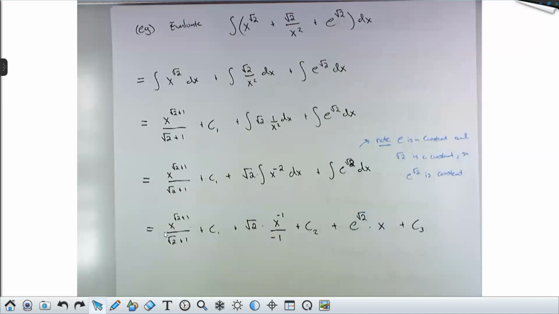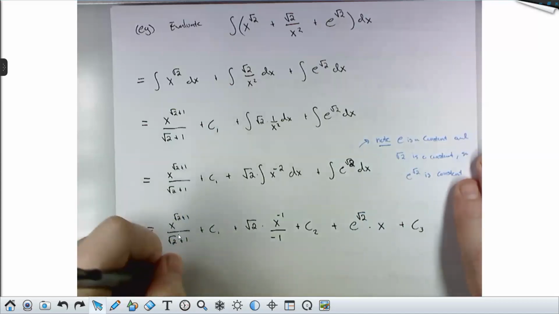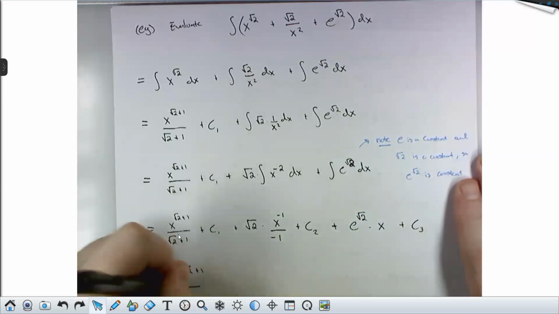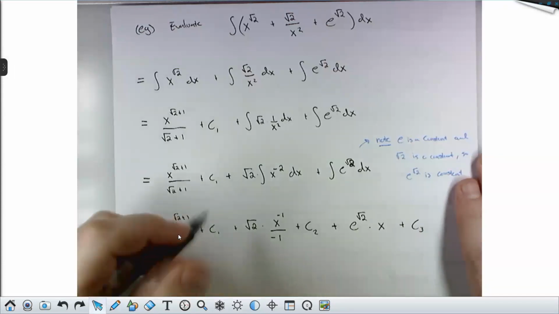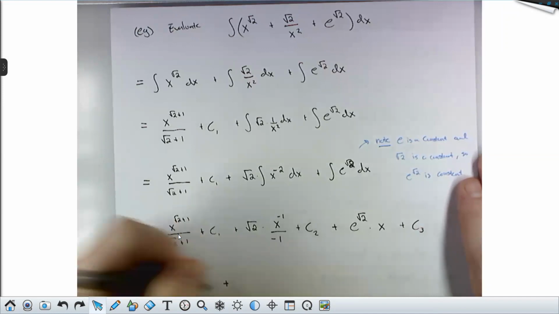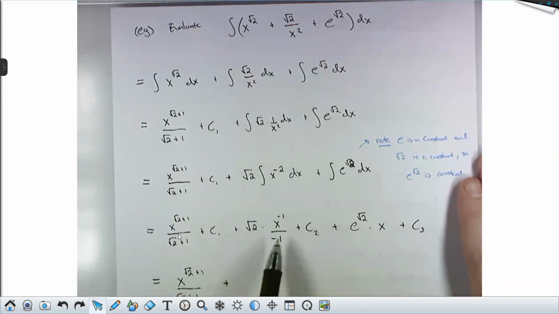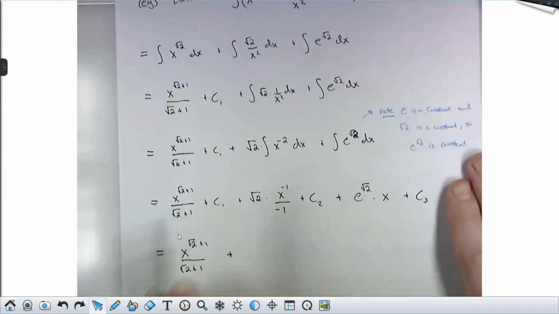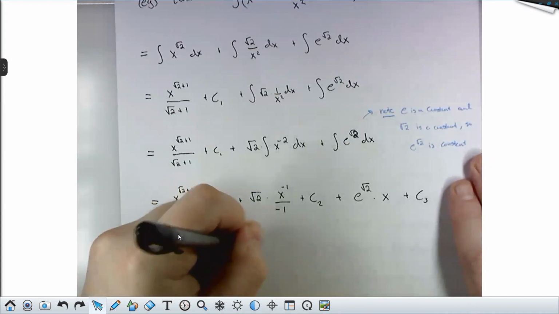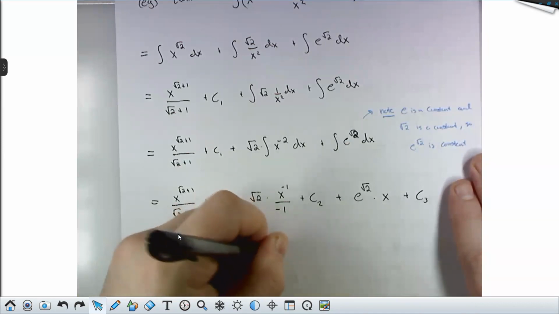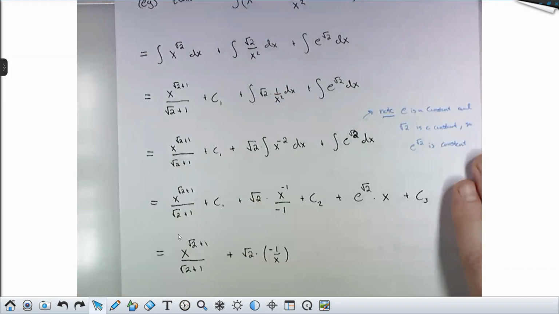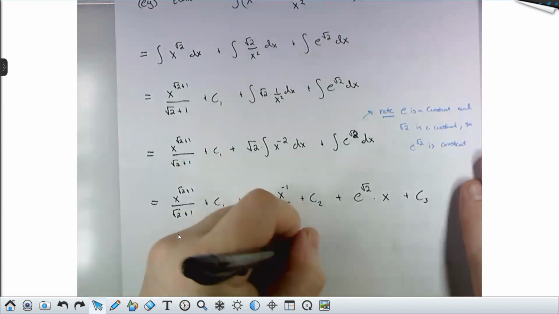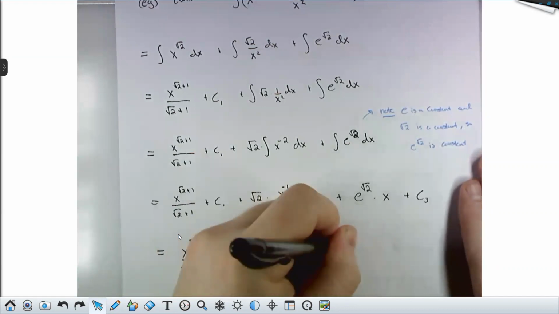And now we can clean this up quite a bit. Root 2 plus 1, there's not much we can do there. That's not the same as root 3. The 2 is under a square root, the 1 is not. So this first piece is pretty much stuck. It's going to stay x raised to the root 2 plus 1 divided by root 2 plus 1. The c's I'm going to gather at the end. Then we'll have plus x to the negative 1 divided by negative 1, which is negative 1 over x. So this is square root of 2 times negative 1 over x. It's 1 over negative x, but then that negative can come out front. And then this third piece is just e to the root 2 times x.